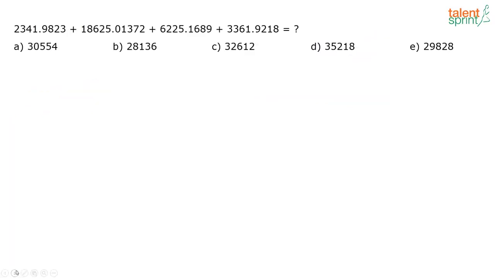Now next question. Next question is there on your screen. I have chosen different types of questions so that you get an idea of how to approach each question. Look at this question here. Don't solve it first. See what is given here, 2341.9823. There are a lot of decimals involved in the question. Look at the options. Is there any decimal at all involved? No decimals are involved. So basically what you can understand is that they have approximated and arrived at the answer. So you also try to approximate and arrive at the answer.